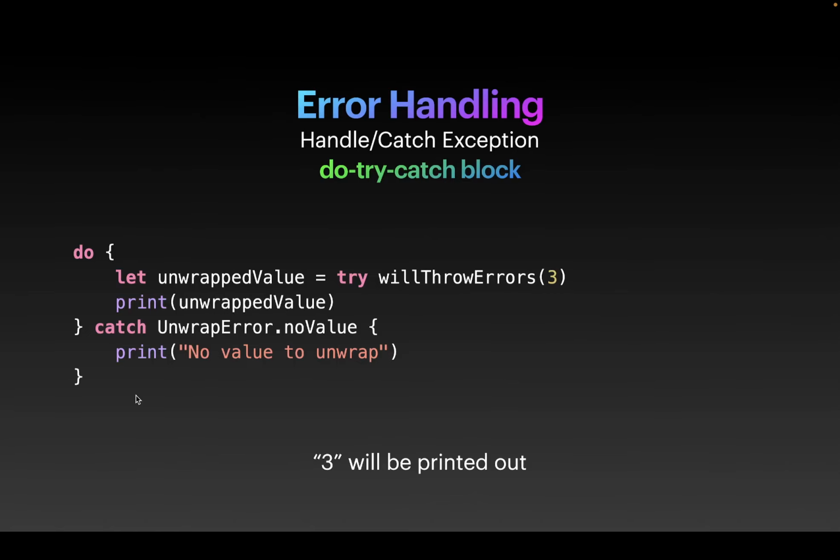Okay, but in this case, the 3 is going to be printed out. So what if I just pass a nil into that? In this case, you're going to throw something. Okay, so we're going to get the "no value to unwrap" error printed out.